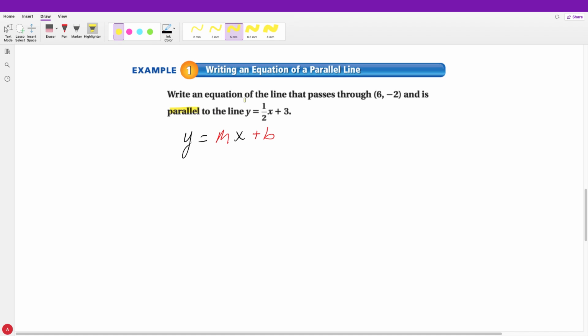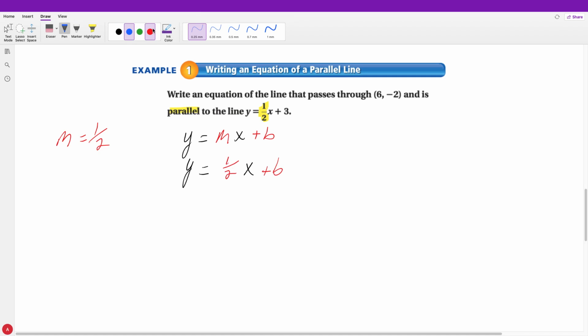Well, since they tell us it's parallel to this equation, that means that they have to have the same slope. So if this line has a slope of 1/2, that means our equation must also have a slope of 1/2. So I can already go ahead and start solving and say that the equation of my line is y is equal to 1/2 x plus b.